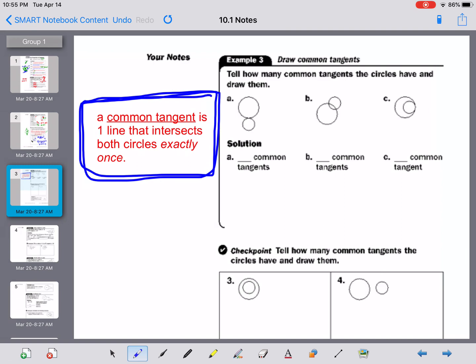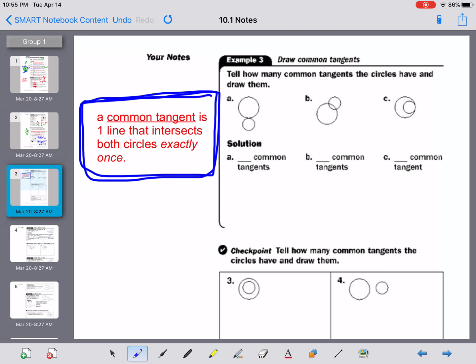Typically, we talk about two. And on this common tangent, I'm looking for lines that intersect both circles at the same time. Now, remember, a tangent can only touch the circle once. So when I take a line, it needs to touch both circles, but only once on each circle.